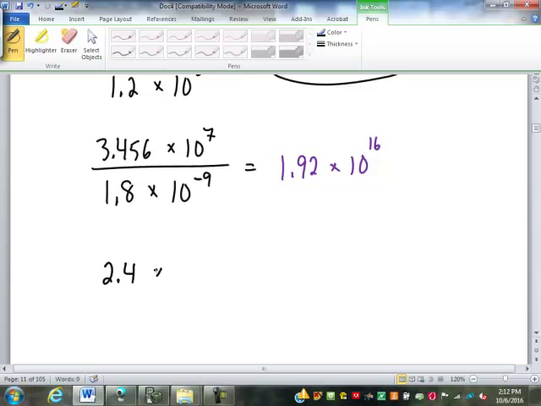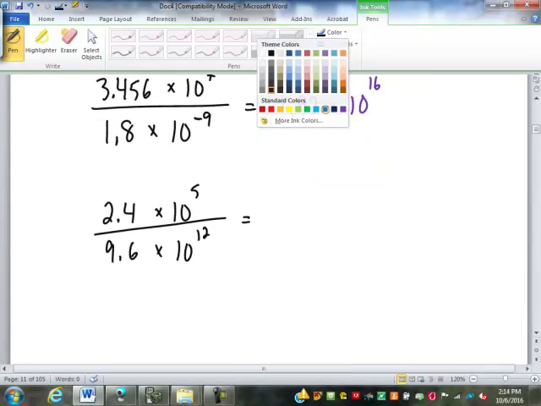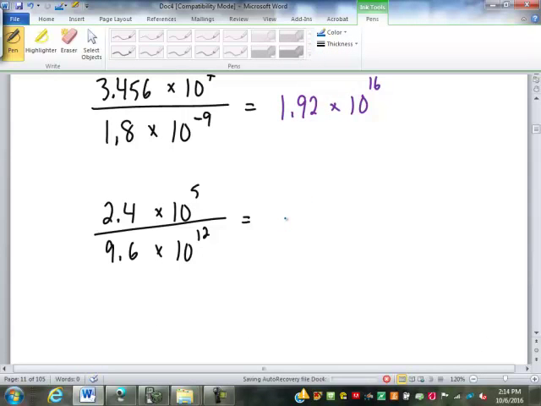So let's take 2.4 times 10 to the 5th divided by 9.6 times 10 to the 12th. Try that in your notes for me. So let's see what we get here. 2.4 divided by 9.6 is 0.25 times 10 to the... 10 to the 5th divided by 10 to the 12th is 5 minus 12 is -7. And we're done, right? No, what do we do? That's 2.5. Number got bigger, power gets smaller. 10 to the -8.